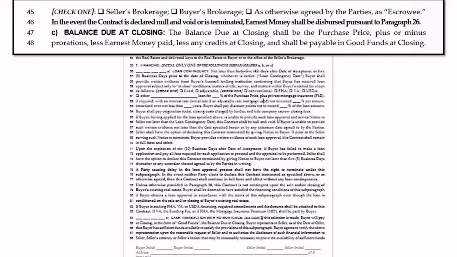If neither of us do, then we have the option of checking the third box, which is as otherwise agreed by the parties as escrowee, and that means as otherwise agreed by the parties. You and I can continue to negotiate this contract when neither one of us holds earnest money, because we don't need to worry about it right now. We can sell a house this weekend and we can figure out on Monday whether or not we're going to have a title company hold it, or if it's going to be held by the seller's attorney, or who exactly is going to hold it.